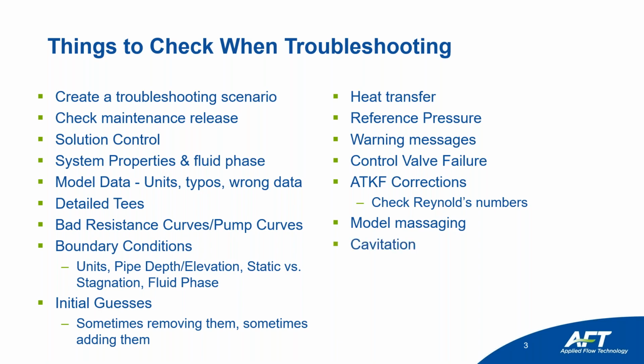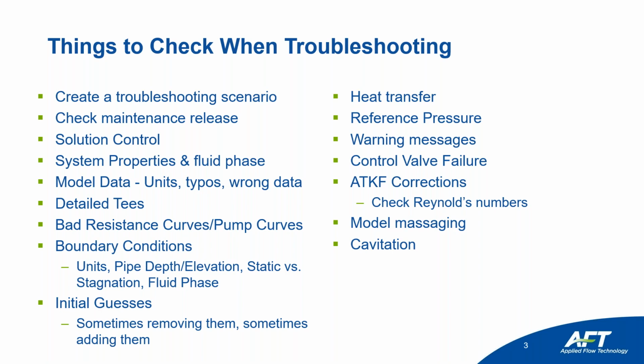Cavitation could be present in your system. AFT Fathom will identify where cavitation is happening in your model, and that way it'll check the static pressure with the vapor pressure, and that would tell you where you have a problem, but it does not model the actual cavitation itself. So that's something that you would need to use AFT Impulse for.